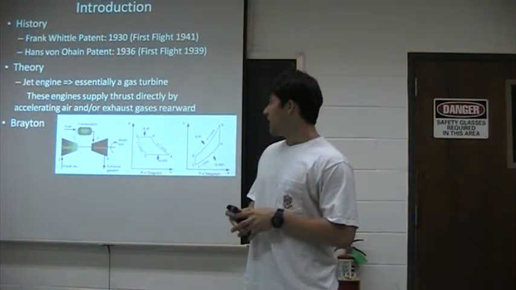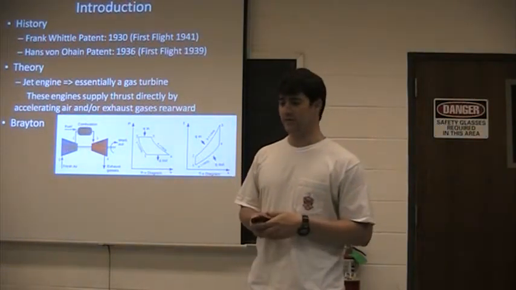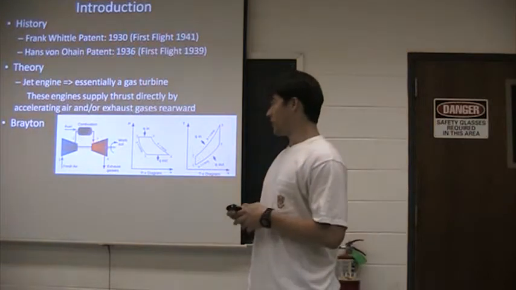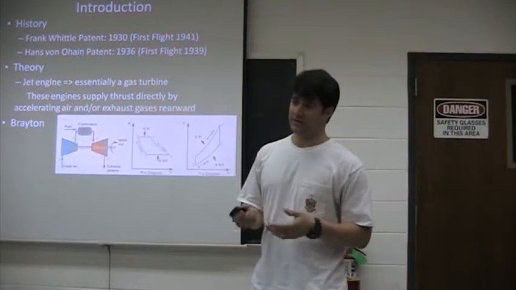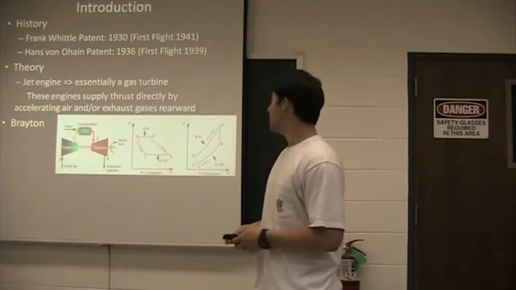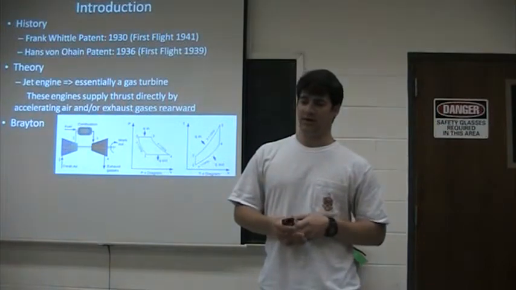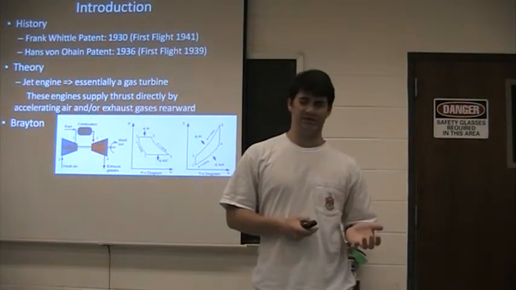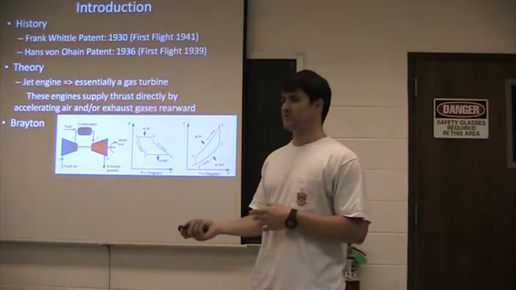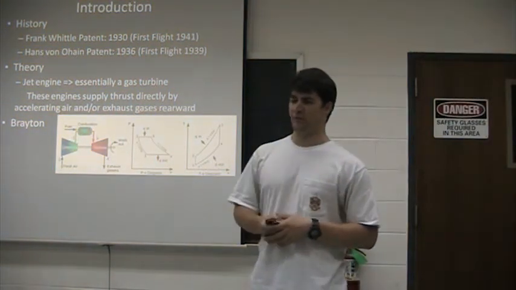Frank Whittle and Hans von Ohain were the two people credited with the invention of the gas turbine engine. They were working separately and not together, and they did this without knowing. They kind of knew of each other, but they weren't working together. Frank Whittle received his patent in 1930, and Ohain received his in 1936. However, Ohain was the first to get his jet engine into flight, in '39 compared to '41.